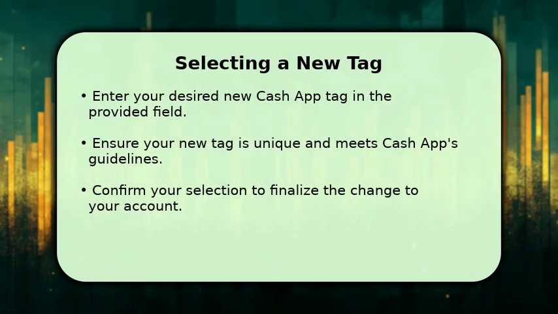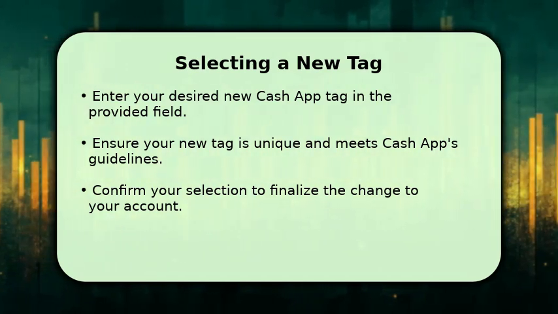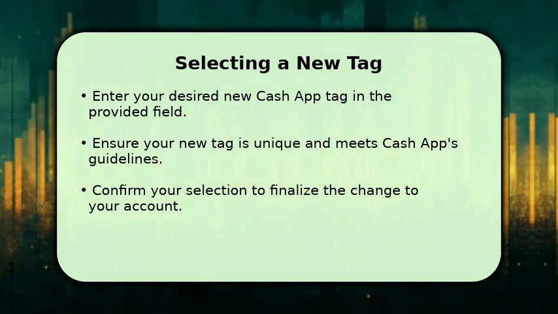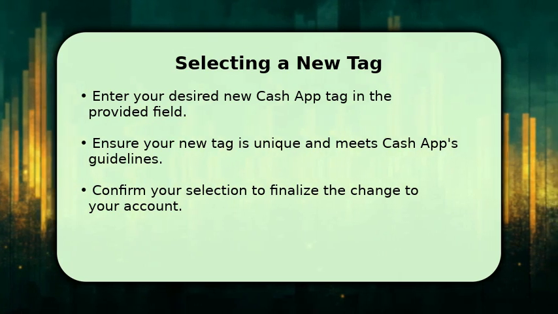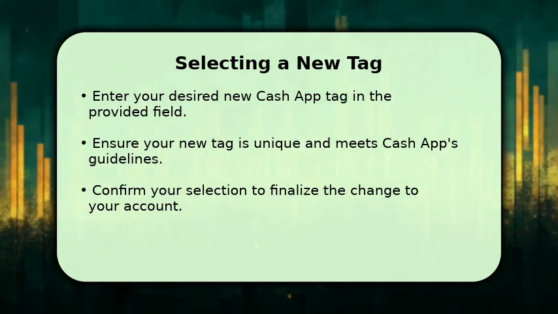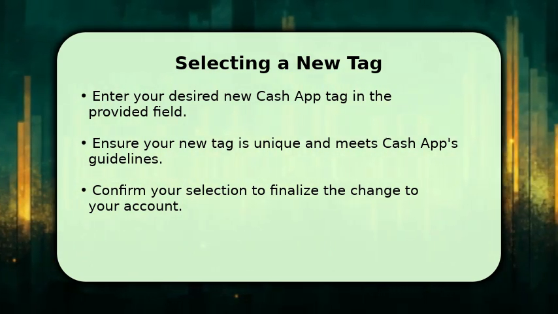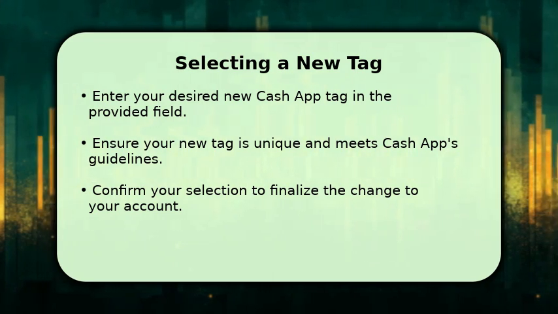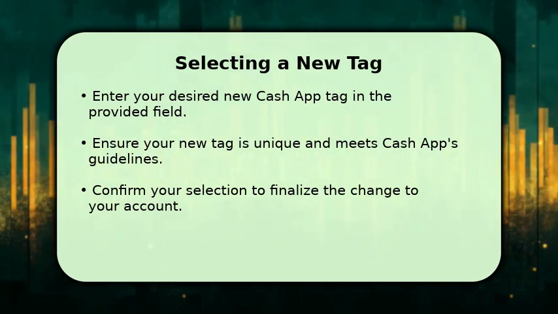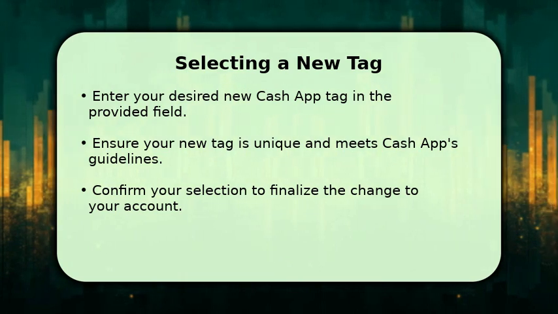After tapping on your current tag, a field will appear where you can enter your desired new Cash App tag. It is crucial to choose a tag that is unique and has not been taken by another user. The app will usually indicate if your chosen tag is available. Also, make sure your new tag adheres to Cash App-specific guidelines, which typically involve using letters and numbers. Once you are satisfied with your new tag, confirm your selection to save the changes to your account.